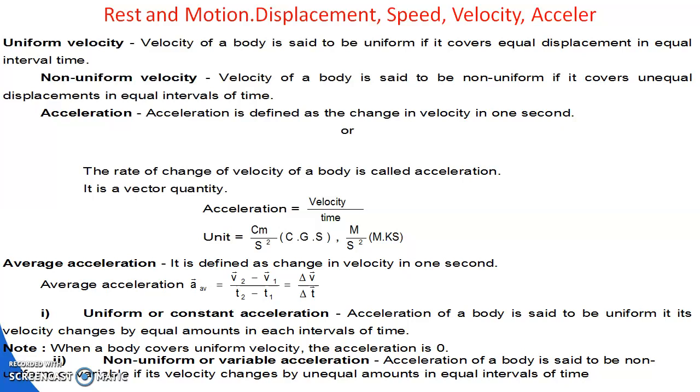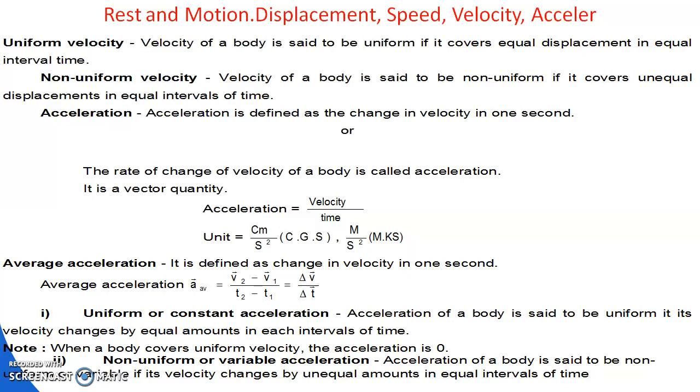For example, in the first second the velocity of the body is 1 meter per second, in the second second 2 meter per second, third second 3 meter per second, fourth second 4 meter per second, fifth second 5 meter per second. In each second the change in velocity is 1 meter per second. Then we say that it is uniform or constant acceleration.